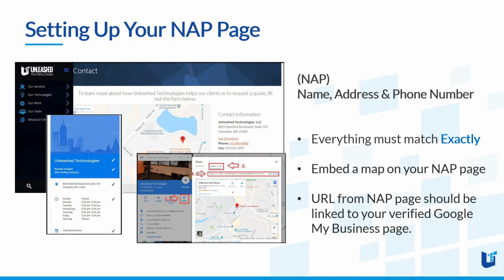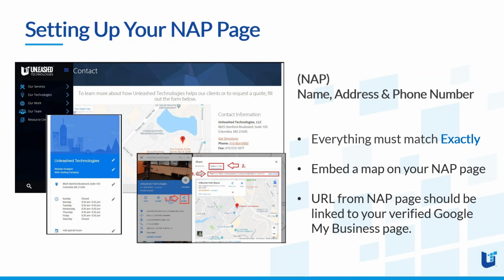Now, down at the bottom, you're going to see that we have another page for Unleashed Technologies. I have some red squares in there. This is going to be how you would properly embed your map onto your contact page. You're going to want to take that URL that I asked you to save earlier, paste that into your searcher, and come to your Google My Business page.